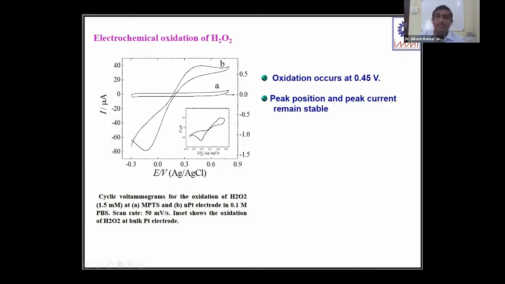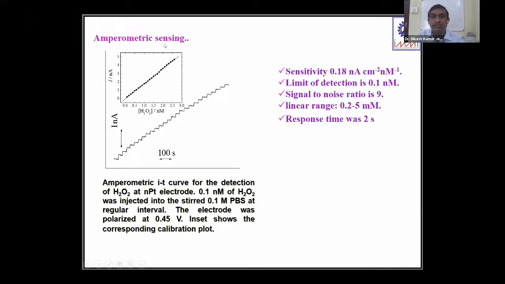We just checked its response toward hydrogen peroxide, and we have checked that it oxidized hydrogen peroxide at a potential like 0.4 volt, 0.45 volt. Further, I have already told you that we have used the amperometric technique because this is a very sensitive technique. With this technique, we were able to monitor the concentration of hydrogen peroxide down to sub-nanomolar, like 0.1 nanomolar, and it is highly sensitive also.